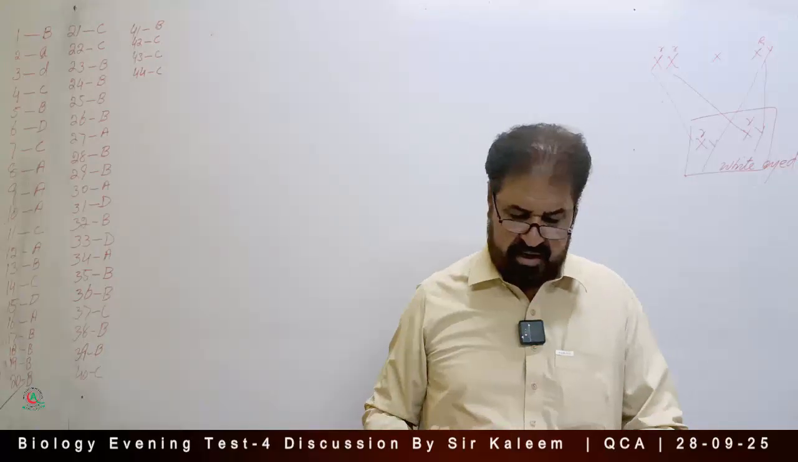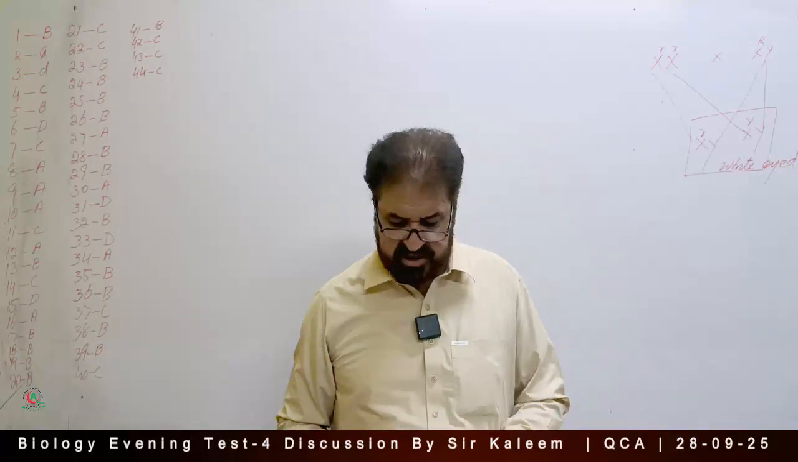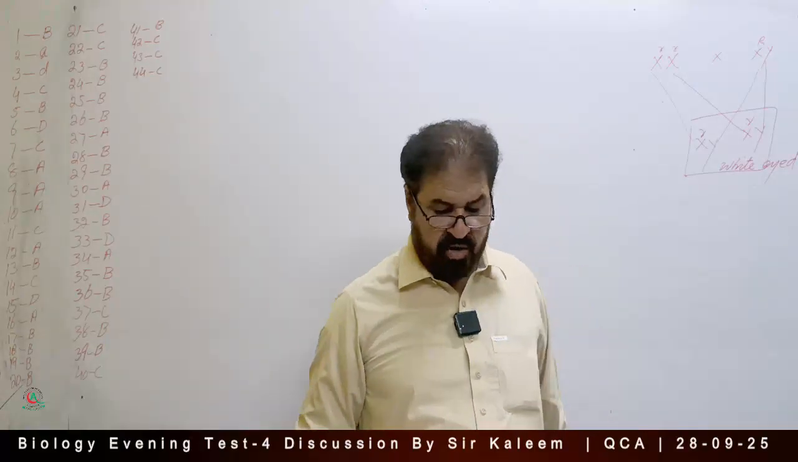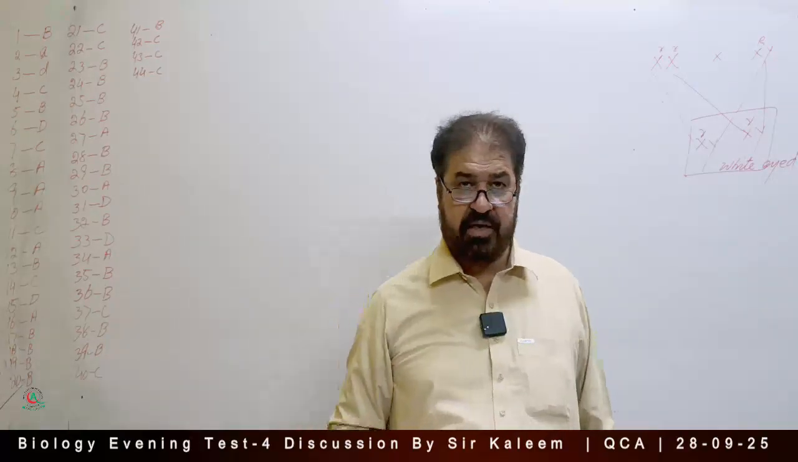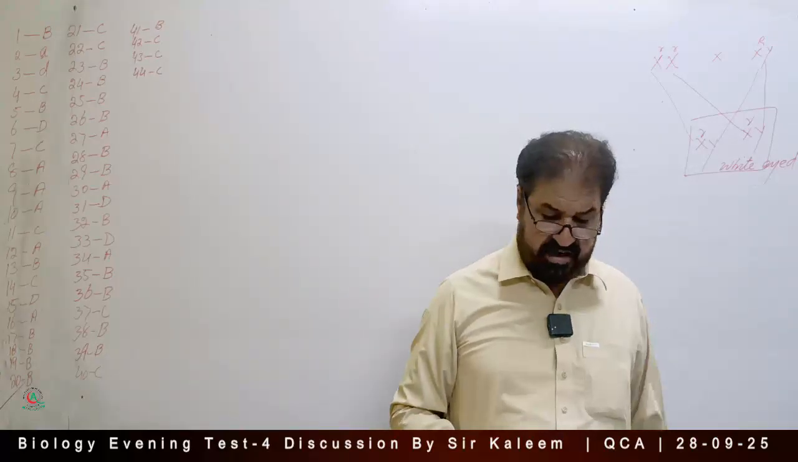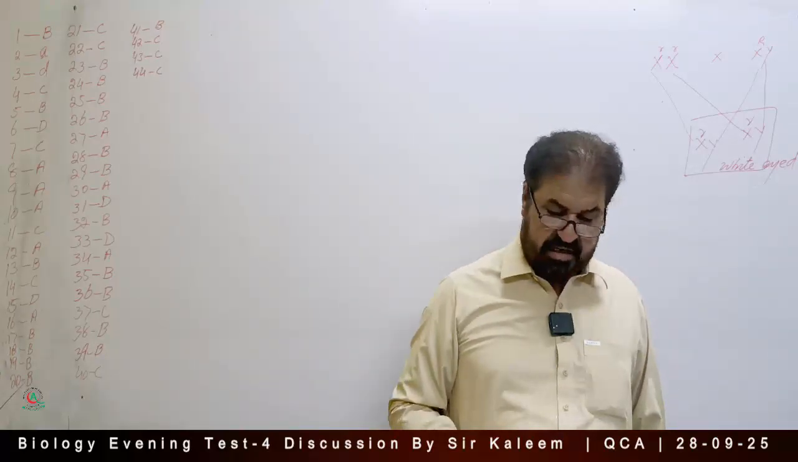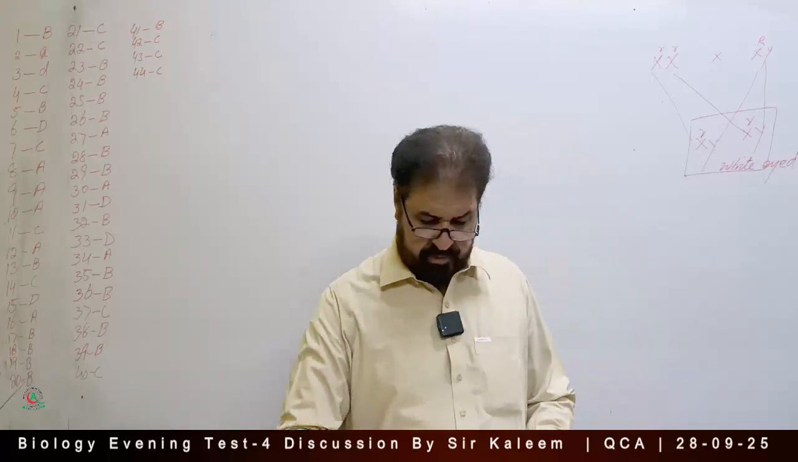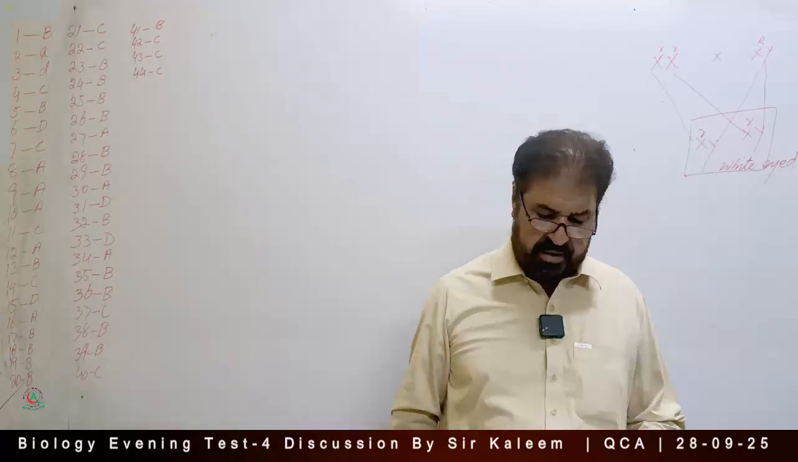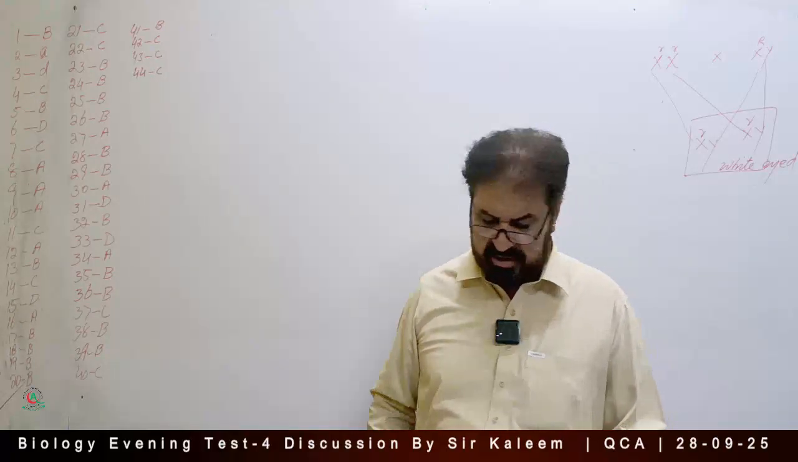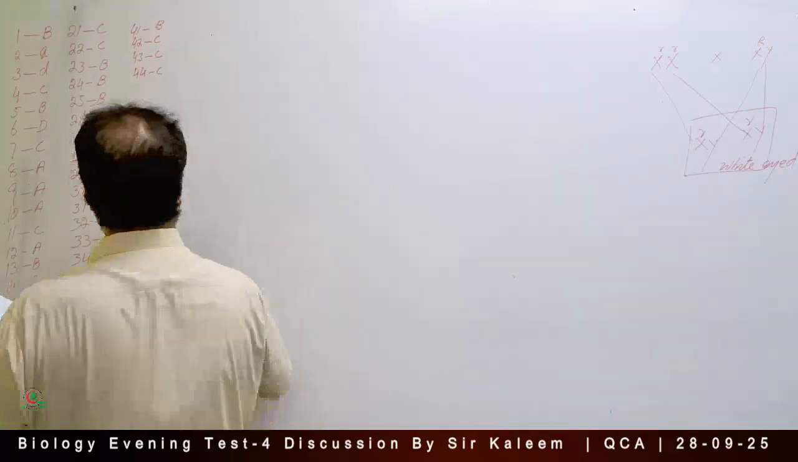Question number 45. According to natural selection, unfavorable variations disappear over time. Useful variations are passed to the next generation, and unfavorable variations disappear with the passage of time. So option first is correct.